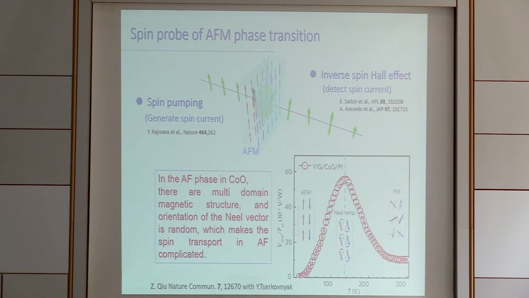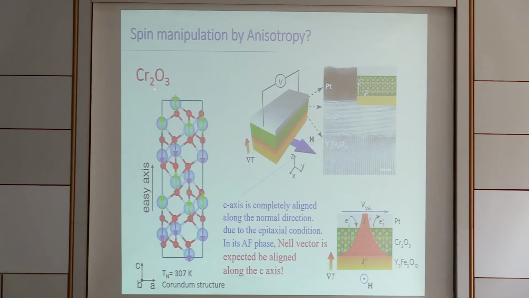So isn't it possible to make a sample in which the Néel vector is uniformly oriented? Yes, it is possible. We can make chromium oxide, Cr2O3. It has a corundum structure, and the anisotropy is along the c-axis. And luckily, in this material, the c-axis is completely aligned along the normal direction on the YIG due to the epitaxial condition. So this matching is very good between the ab lattice and YIG.